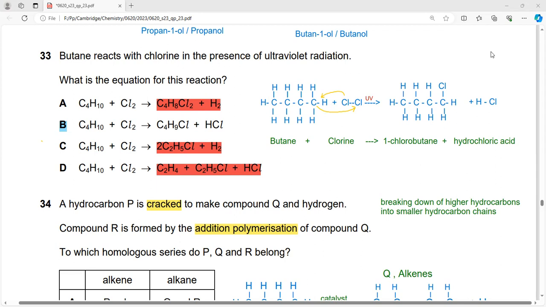That's a correct statement. Now, C is a wrong option here, because it is also producing a wrong product. And D is also producing a wrong product. So chlorine in the presence of ultraviolet radiation with an alkane gives a replacement reaction. It produces hydrochloric acid and a chloroalkane. So that's why B is our correct option here.